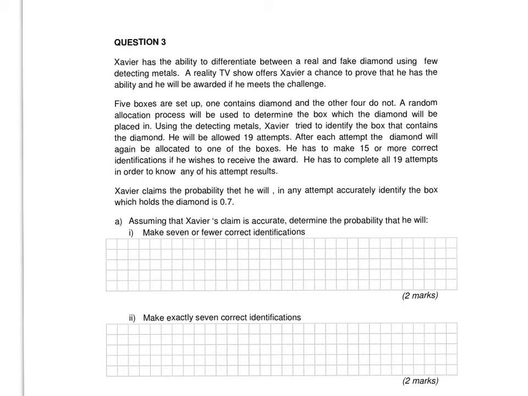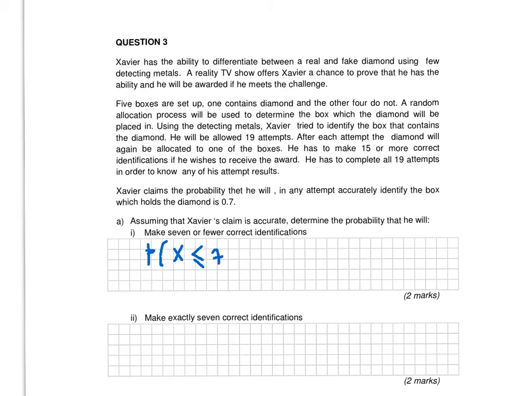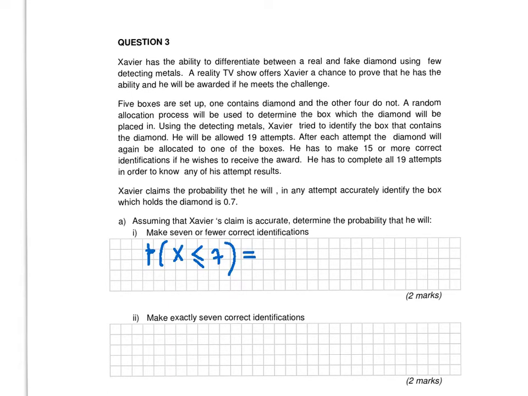Mathematical notation of this will thus be P(x ≤ 7). Calculating using binom CDF in your GC, we obtain the probability of 0.00282.